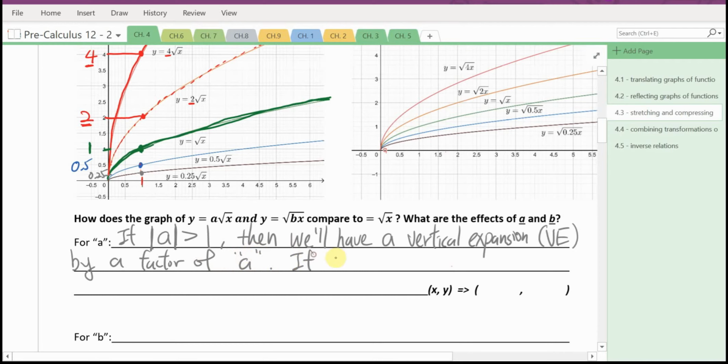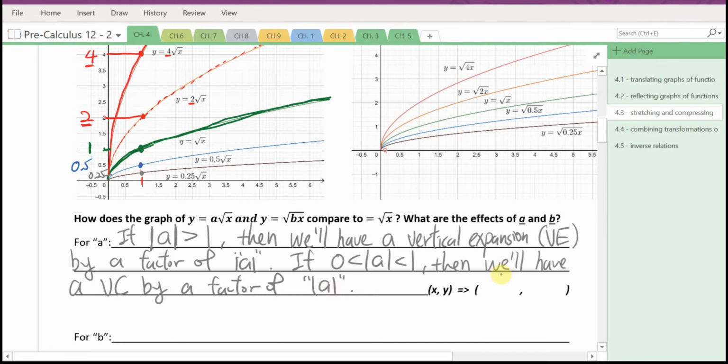Similarly, if the absolute value of A is between 0 and 1, like 0.5, 0.25 in our case, then we'll have a vertical compression, because it's compressed vertically, right? So you can see the graph is being either stretched vertically or compressed vertically. You pull it up or you push it down. So we will have a vertical compression, so VC, by a factor of absolute value of A.